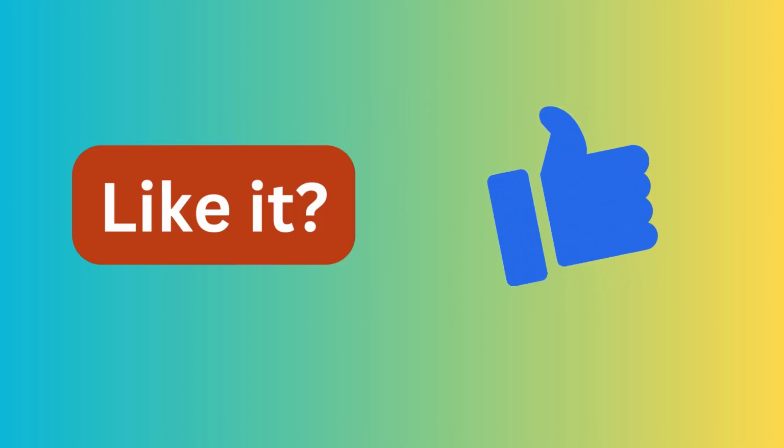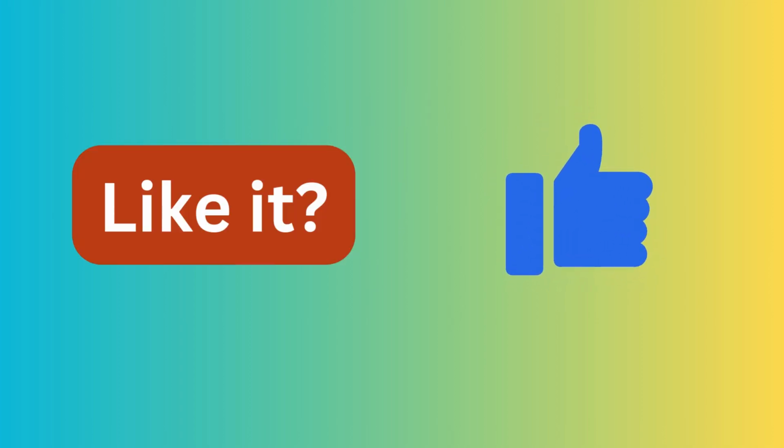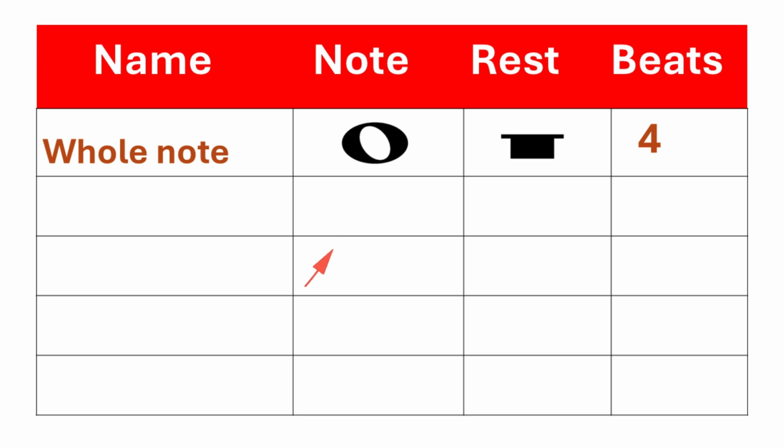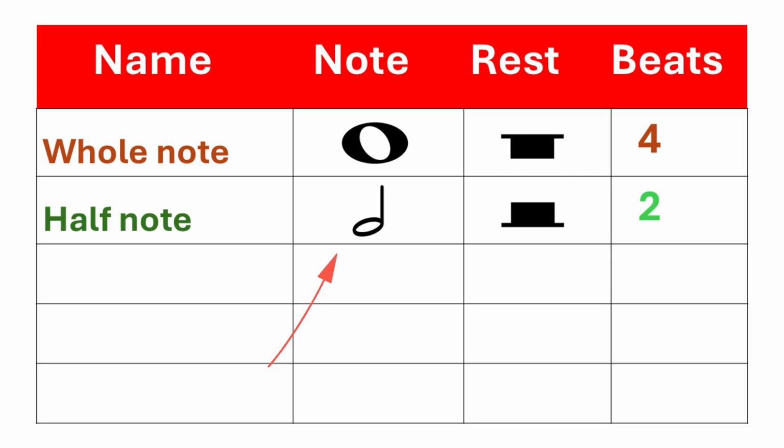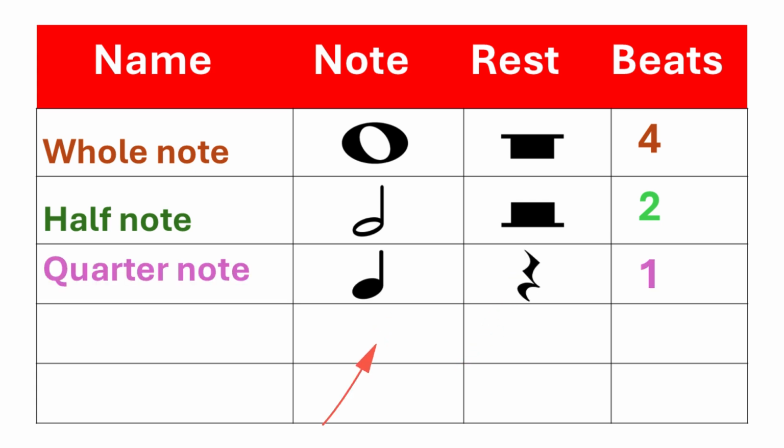Okay, it's now quiz time. But before you take the quiz, let's review. This is a whole note and this is a whole rest. Each gets 4 beats, the note 4 beats of sound, and the rest 4 beats of silence. Next there is the half note with its rest, each getting 2 beats. Here we have the quarter note with its rest. Each gets 1 beat. Remember that the note gets a beat of sound, while the rest a beat of silence.